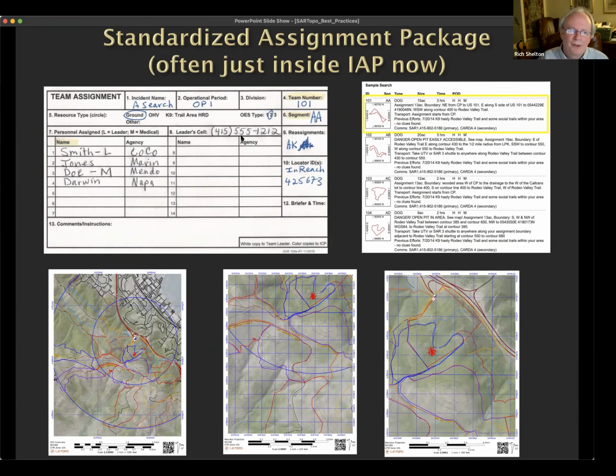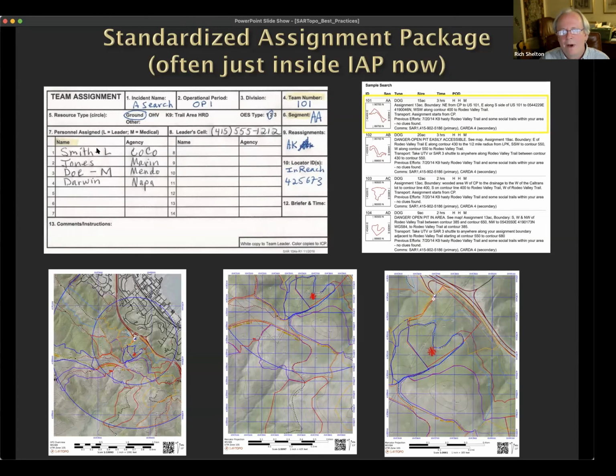And then we have this form, the 4-part form, which has evolved a little over time. We've added a couple more fields on there that are kind of useful. Incident name, operational period, usual stuff. But here we can circle what kind of team actually went out on this assignment. We may have written it up as a type 1 search or a type 2 search. Maybe we sent a type 1 team out or whatever. They're going to start on segment AA, and they are team 101.